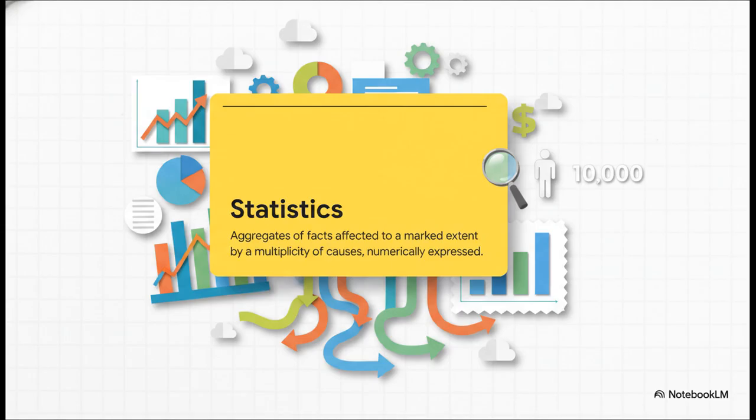Sounds fancy, right? But the crucial takeaway is that a single isolated figure, like, say, knowing a guy named Mr. X makes 10 grand a year, well, that's not statistics. It's just a random number, because it's isolated. You can't compare it to anything. True statistics require aggregates, meaning groups of figures that are influenced by multiple real-world factors.